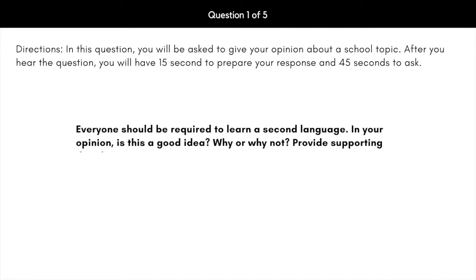Everyone should be required to learn a second language. In your opinion, is this a good idea? Why or why not? Provide supporting details in your response. Please prepare your answer after the beep. Please begin speaking after the beep.